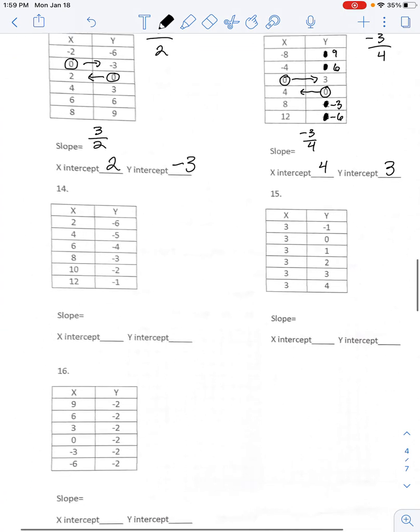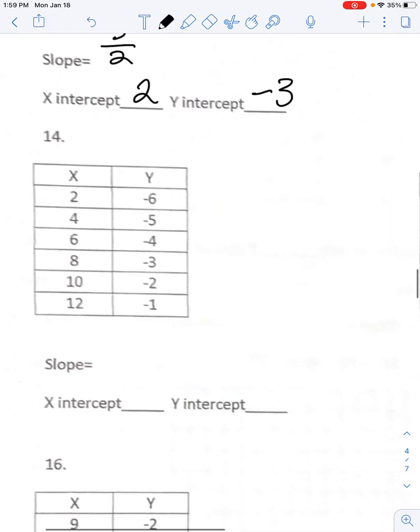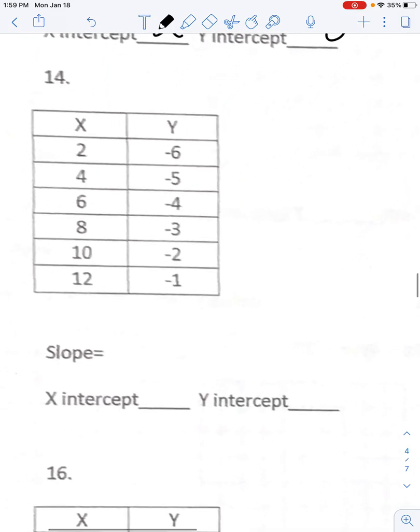All right. 14. This one actually does not have any zeros, so we need to find the zeros by trend. If we're looking for the x-intercept, we need to find the 0 in the y column. Negative 6, negative 5, negative 4, negative 3, negative 2, negative 1, the next number would be 0. Then we need to find the same trend opposite to find our x-intercept. 2, 4, 6, 8, 10, 12, the next number would be 14. So there's our 0, and there's our x-intercept, 14.